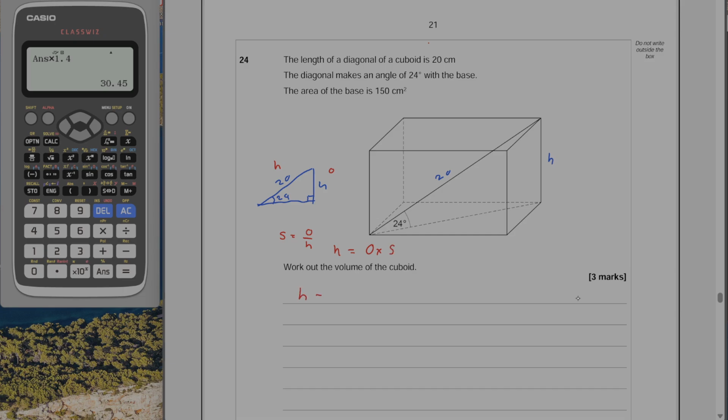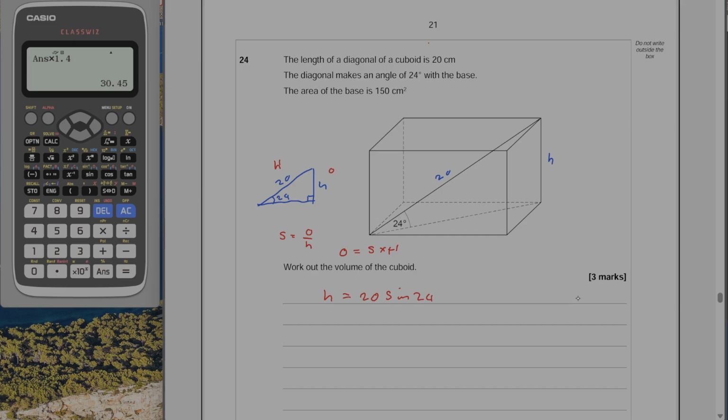So the height is going to be equal to, no, we messed up slightly. We want to work out the opposite. So the opposite, calling them both H is throwing me out slightly. The opposite is going to be equal to times by H. So H, the height that we're after, is going to be equal to 20 sine 24.